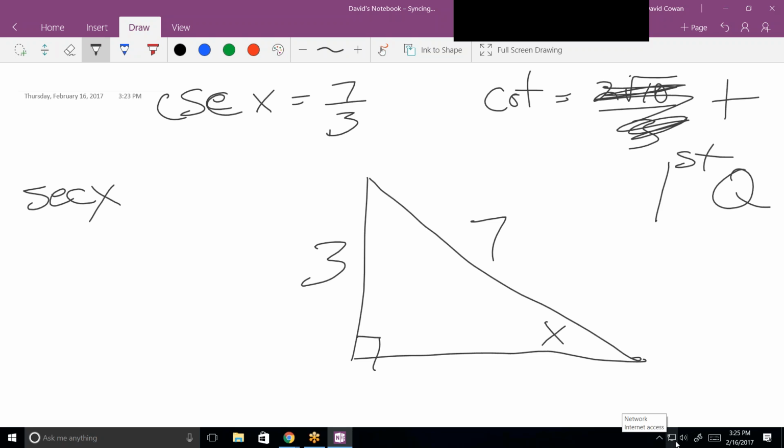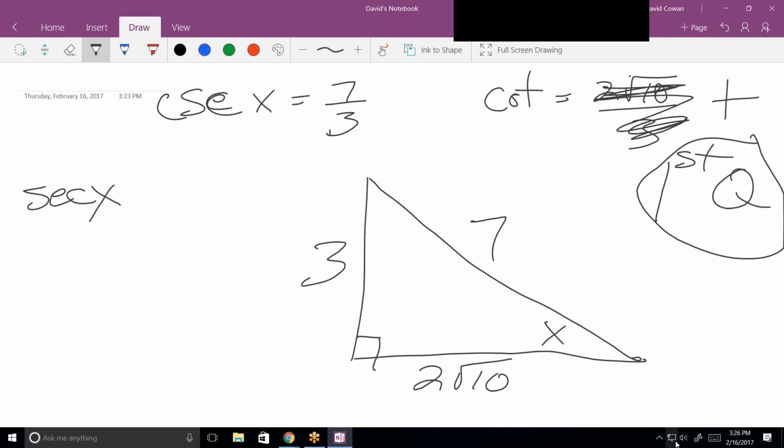Now, we do need to solve for this other side. But we can do that on our own. We don't need their cotangent value. What's this other side based on the Pythagorean theorem? 49 minus 9, so square root of 40? Yeah. And that would come out to 2 root 10. Okay. Now we've got our triangle fully dimensioned, and we know what quadrant we're in.